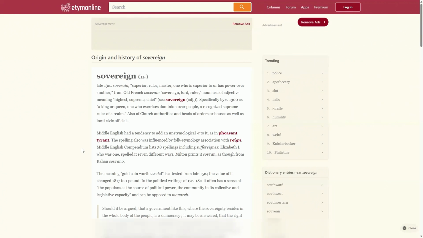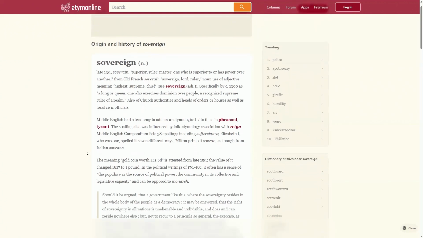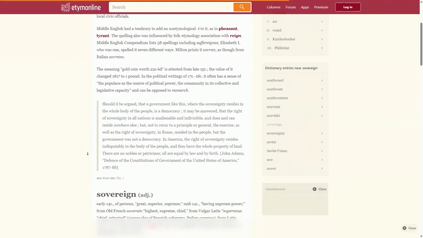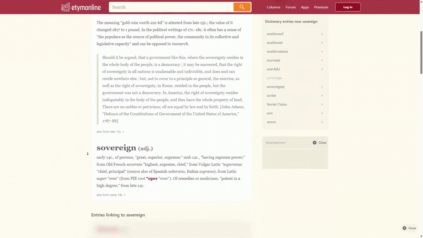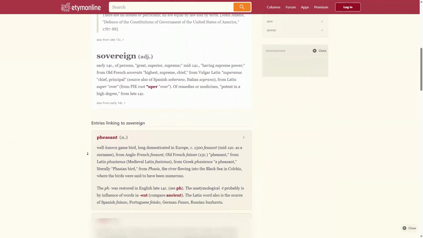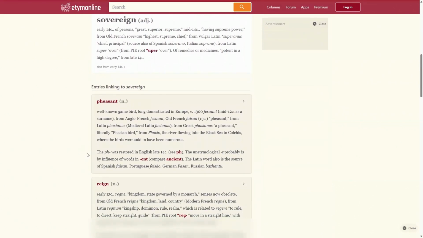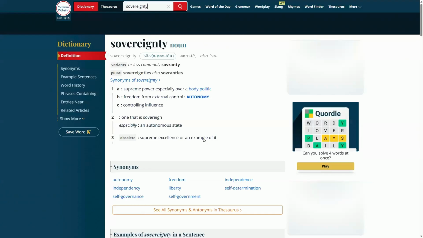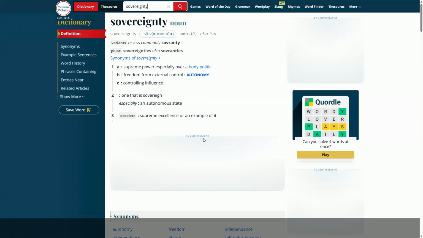Let's scroll down a little bit, see if there's any more I need to look at there. That's good enough for that. Let's look at the definition in Webster's. A supreme power, especially over a body politic. Freedom from external control, autonomy, controlling influence.